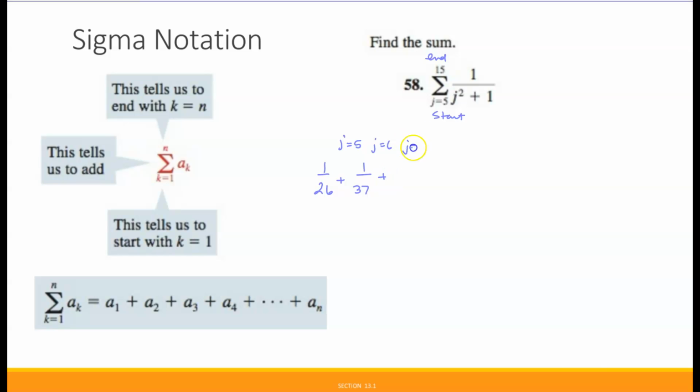Then J goes to 7. 7 squared is 49. Plus 1 would be 50. J next is 8. 8 squared is 64. Plus 1 is 65. J goes to 9. Squared is 81. 81 plus 1 would give us 82. Then J goes to 10. 10 squared is 100 plus 1. J goes to 11. 121 plus 1. J goes to 12. So that would be 144 plus 1.